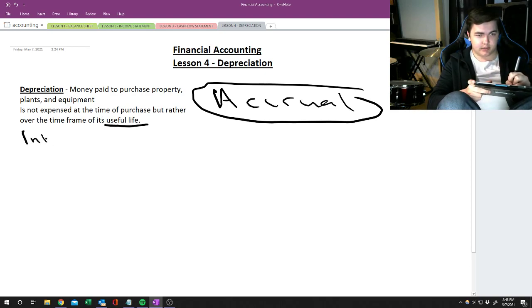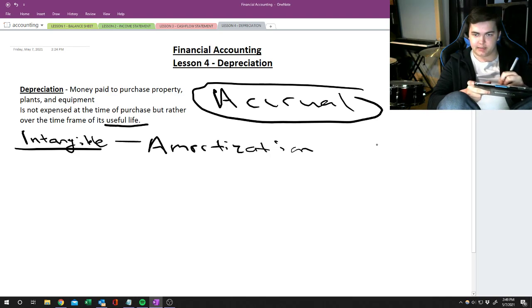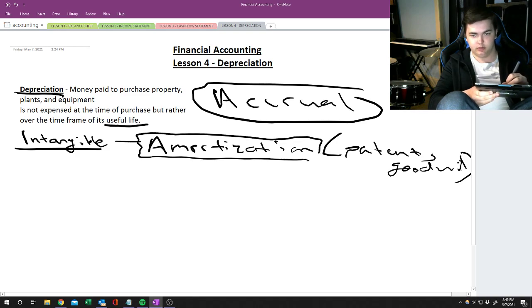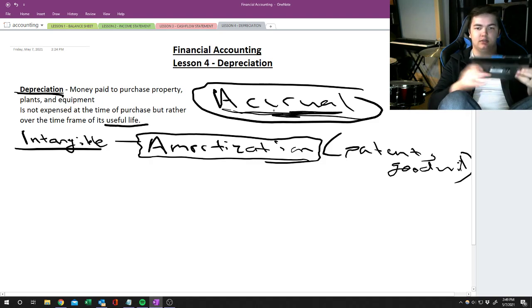For intangible assets, we have something similar, and you may have heard of it if you're in the business world, and it's called amortization. That's for intangible assets like a patent or goodwill, which we will talk about eventually if you don't know what those are. But just know for property, plant, and equipment, and tangible assets, we do depreciation. And then the intangible version of that is amortization. And we do this because we have accrual basis accounting instead of cash basis accounting.